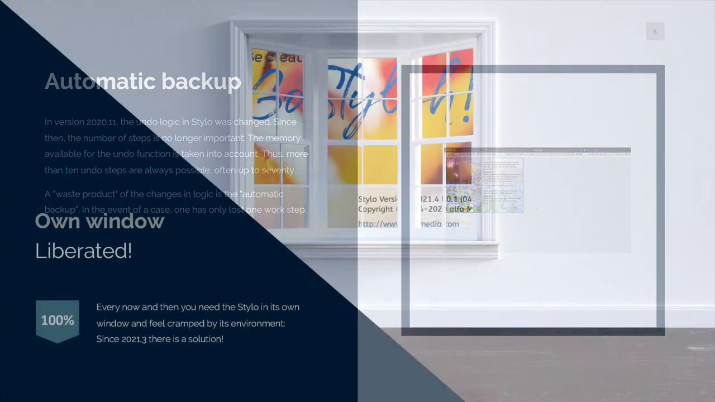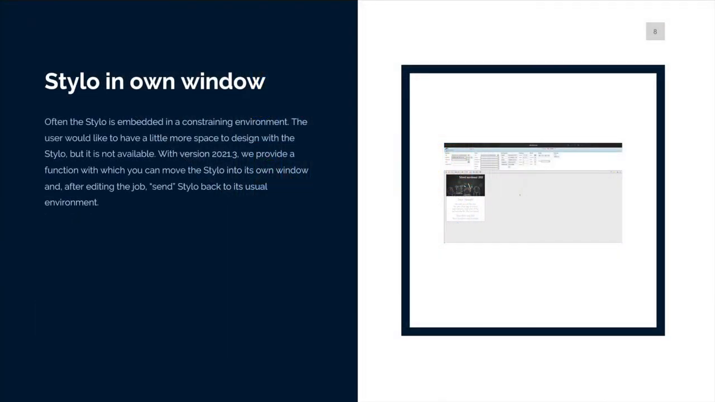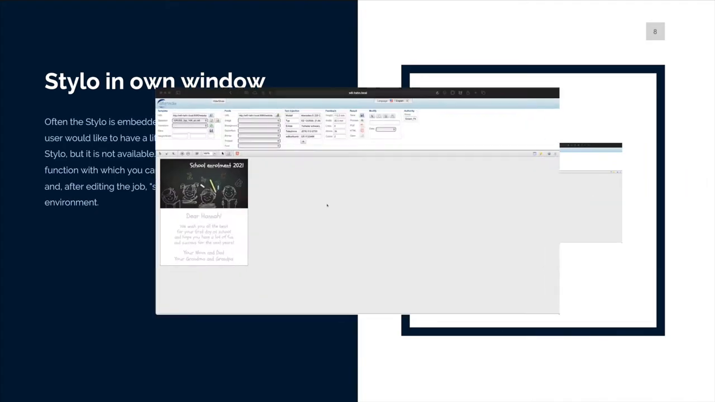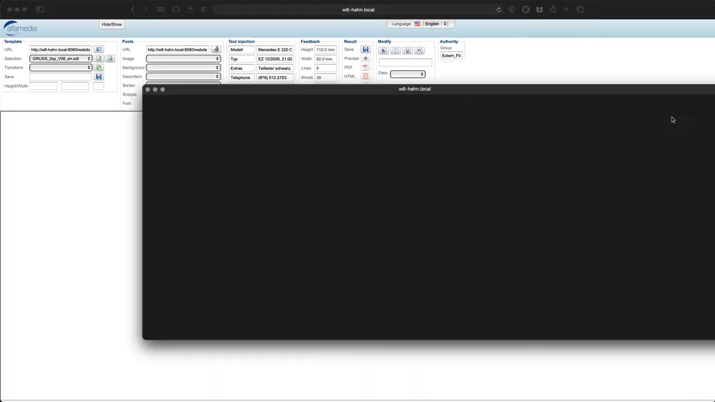We come to the next function. Sometimes you just need more space. A new function helps here. You can enlarge the Stylo window now. So I change here some text. We are here in the Stylo frame. It's a presentation environment, not a real environment. And now we can press this button and then reload Stylo in our own window.